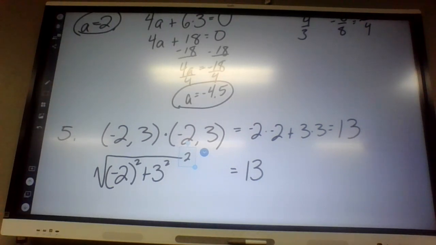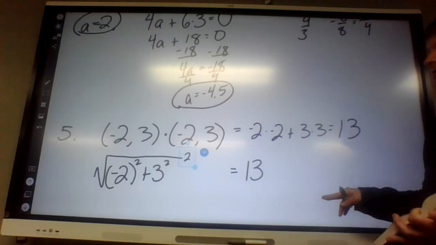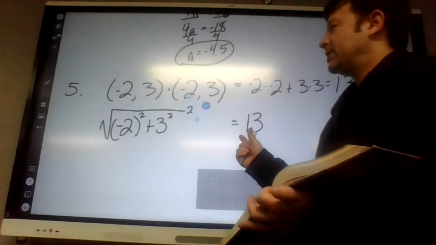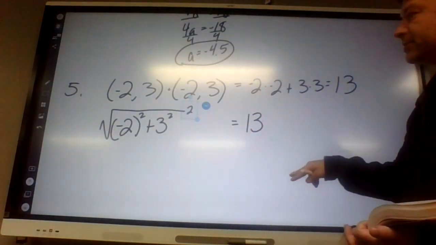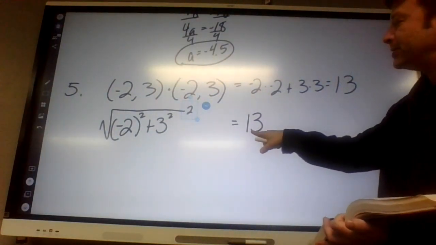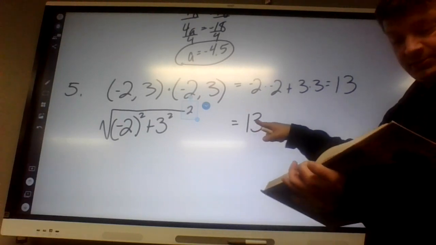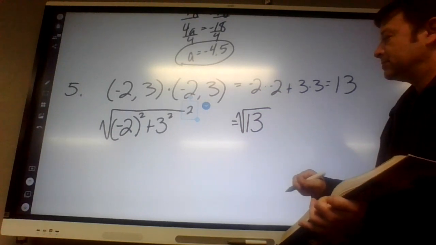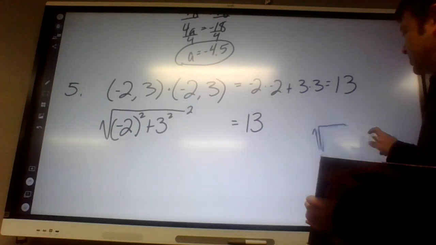So finding the magnitude is kind of the same as doing the dot product of the vector times itself, but you have to square root it. This is not the magnitude of vector u. This is the magnitude of vector u. Okay, but they didn't ask for that, so.